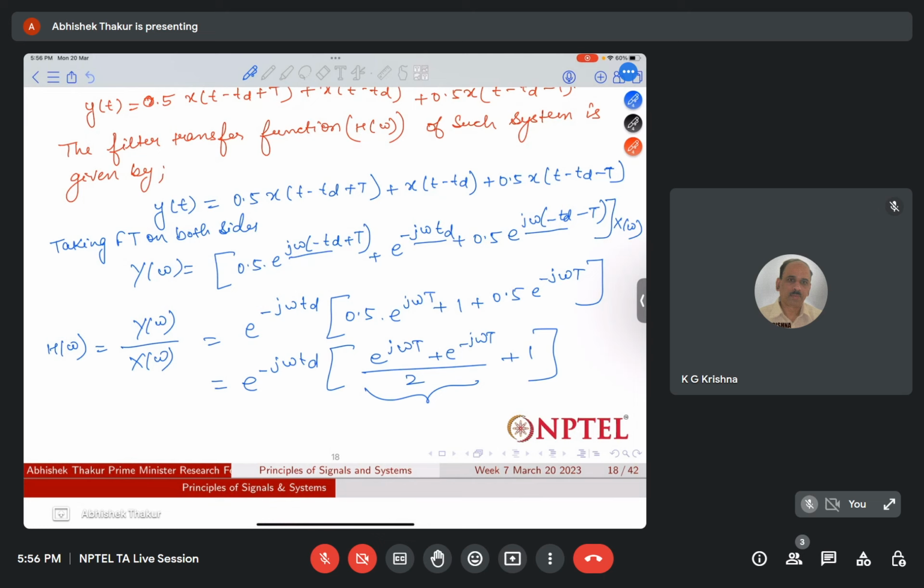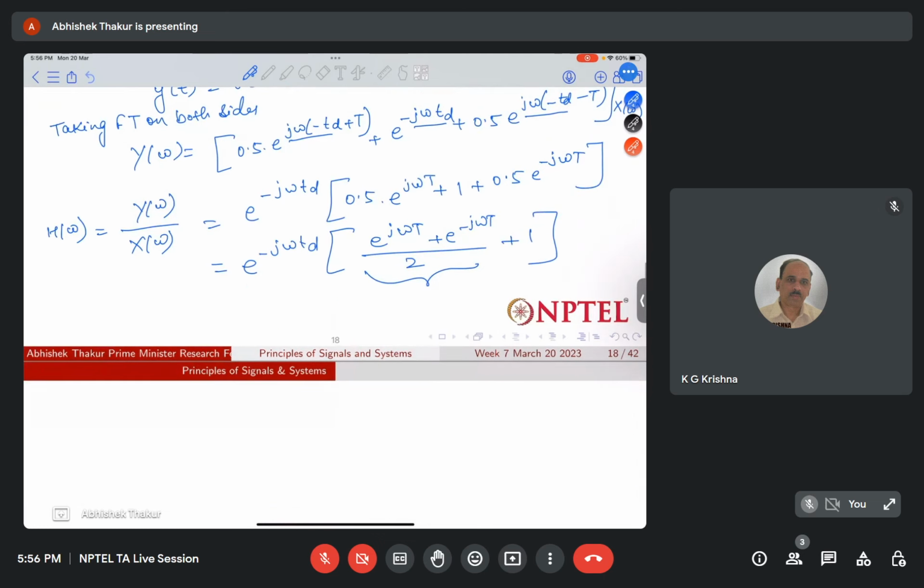So here we can write H(omega) as, it will become 2 cos omega T, then the 2 will get cancelled, and it will become cos omega T. H(omega) is equal to e to the power of minus j omega td times (cos of omega T plus 1). So this is the transfer function of this system.